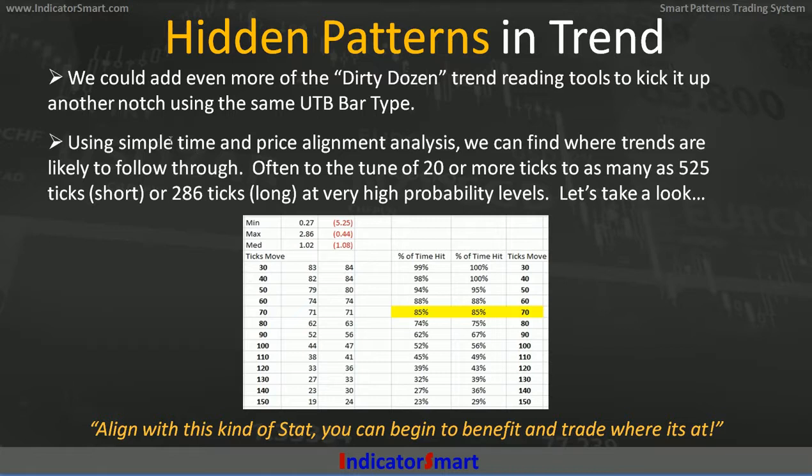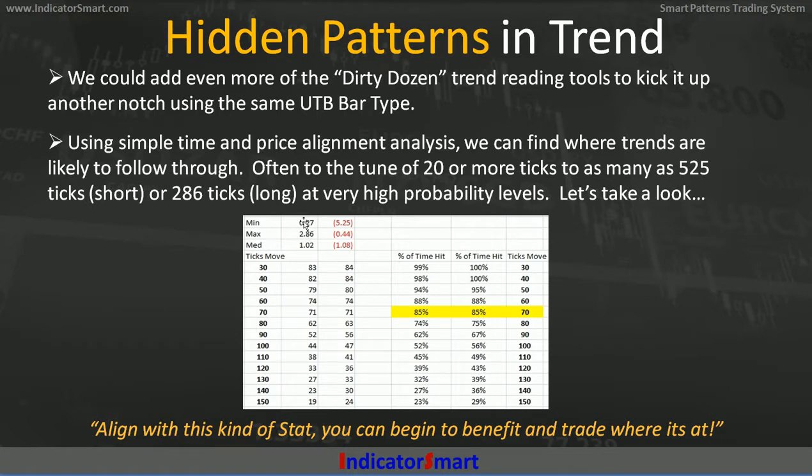Using simple time and price alignment analysis, we can find where trends are likely to follow through, often to the tune of 20 or more ticks, to as many as 525 ticks on the short side or 286 ticks on the long side on this table at very high probability levels. Let's take a look. I have in these columns the biggest short interval that occurred, 525 ticks, and the biggest long interval that occurred, 286 ticks.